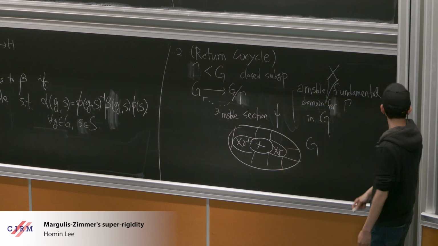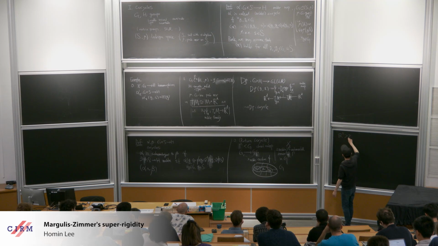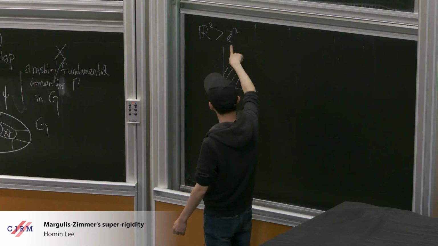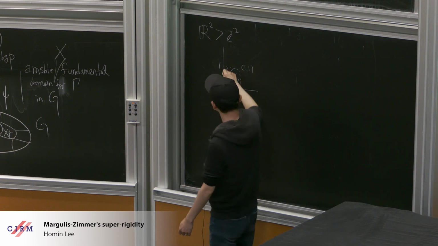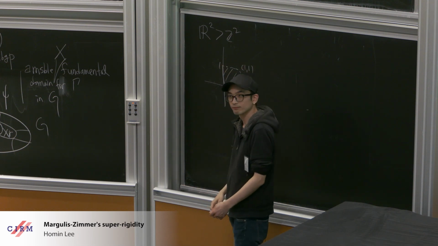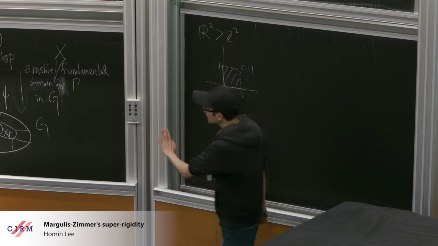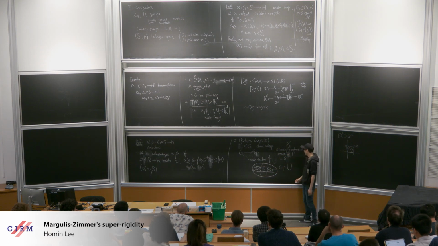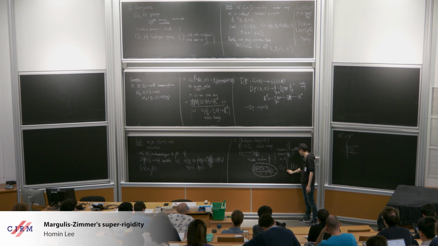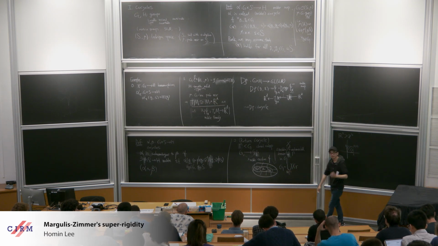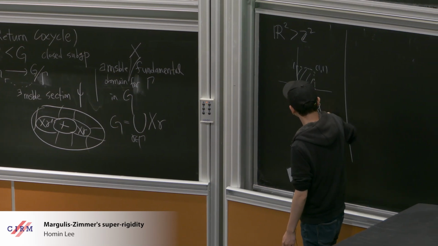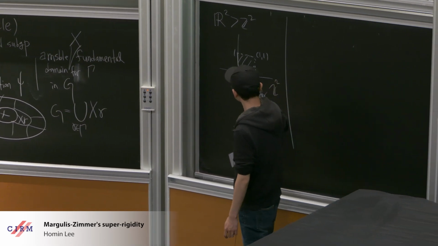For instance, if you think about Z2 inside R2, then if you translate by Z2, this is a measurable fundamental domain, right? So there exists a measurable fundamental domain, so that G is the union of the translates X gamma, where gamma is in gamma, and they are all measurable. So this is the fundamental domain for Z2 in R2.